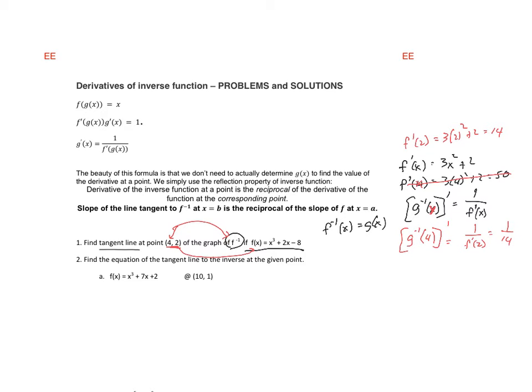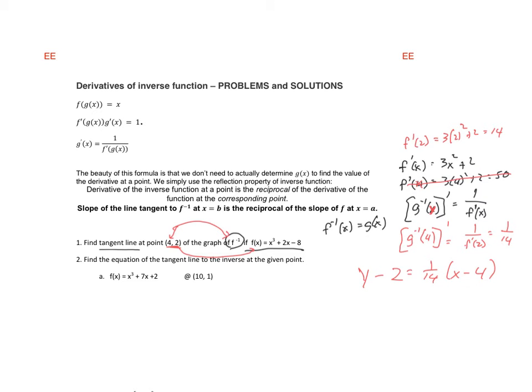Remember, your domain x is going to go into the function. So when you find the inverse, old school pre-calc style, you switch the x and y and solve. So you're switching your domain and your range. Then if we're looking for the equation of the tangent line, now I can just use my y minus 2 is equal to 1/14 times (x minus 4).